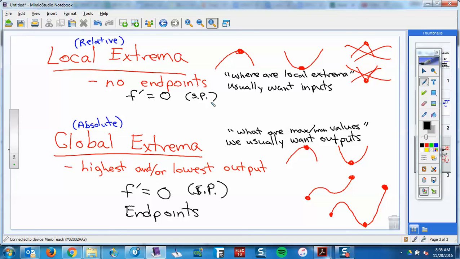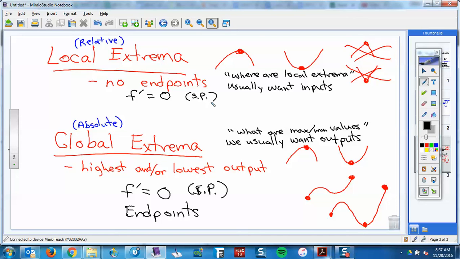Okay? Now, again, a couple other things. Here, how do we tell then what's the global max and min? Well, it's whatever has the highest y value. So we're going to take our stationary points and our endpoints, and we're going to plug those back into the original function. We got to see the y values to know if it's a high point or a low point.